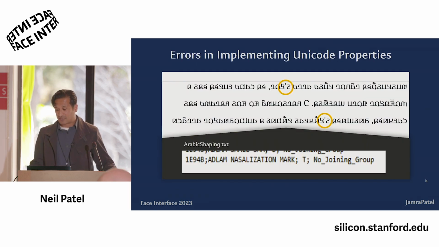Another thing is sometimes little errors in implementing the Unicode properties. So this Odyalum nasalization mark, it should be connecting underneath. It's a shaping character. It's defined to be so in ArabicShaping.txt, but it doesn't actually do it, and so you end up having no line underneath it, and those characters shape like they were separated.